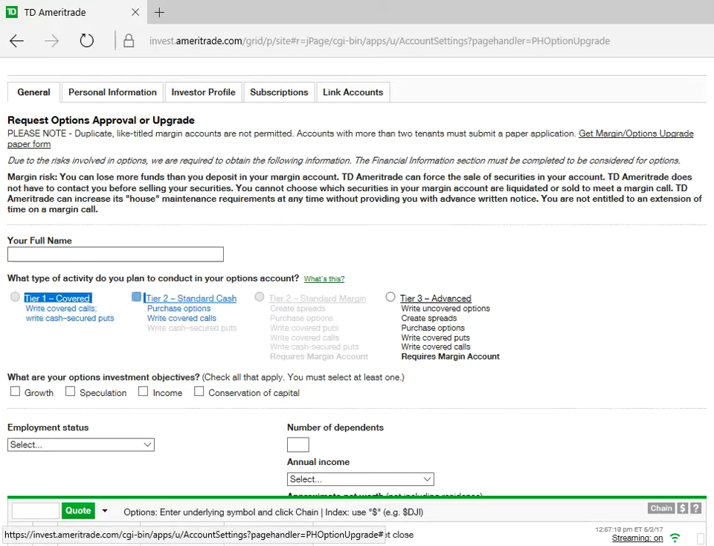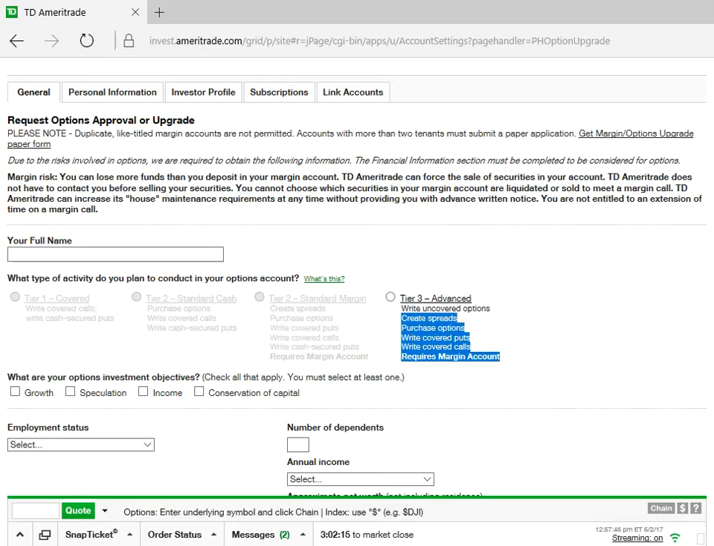The first level being Tier 1: writing covered calls and cash secured puts. The second level being the same thing as the first level, but with the addition of purchasing options. The third level being doing spreads, and then the fourth level doing all the other 3 levels, and then finally writing uncovered options.